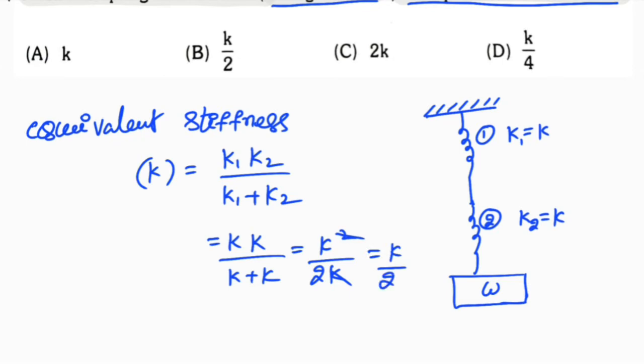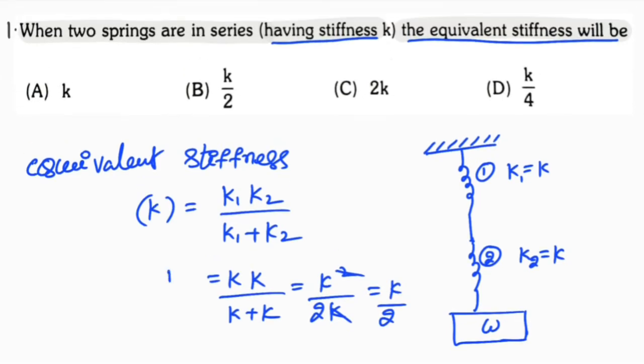Look at the options. So equivalent stiffness Ke equal to K by 2. Look at option B. Option B is absolutely correct. I hope you got my point.